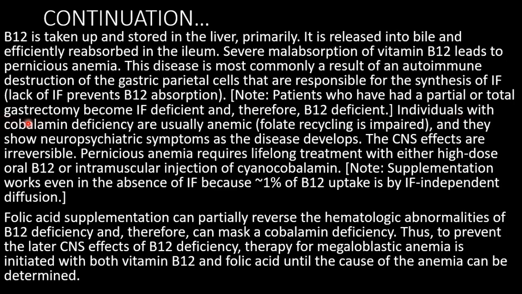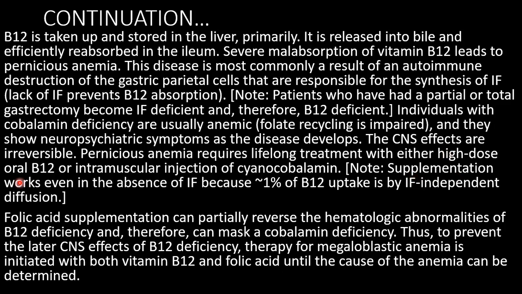Now, individuals with a cobalamin deficiency are usually anemic, okay, and they show neuropsychiatric symptoms because, remember, of the accumulation of the branched fatty acids in the neuronal tissue. Okay. Now the central nervous system effects are irreversible. However, pernicious anemia requires lifelong treatment with either a high dose of oral B12 or intramuscular injection of cyanocobalamin. I know you are asking yourself, this person does not have intrinsic factor. Then why should we use a high dose of oral B12?